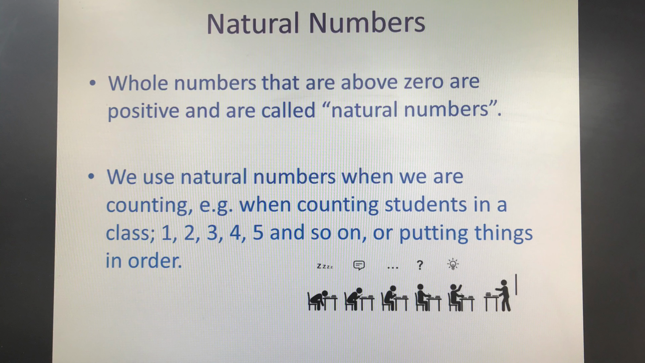So just to note, whole numbers are also called natural numbers. They're actually numbers that are above zero. So they are positive numbers and we call them natural numbers. And we use natural numbers when we're counting, for instance, counting students in a class, for example, 1, 2, 3, 4, 5, and so on. Or when we're putting things in order as well, laying them out in order, okay?